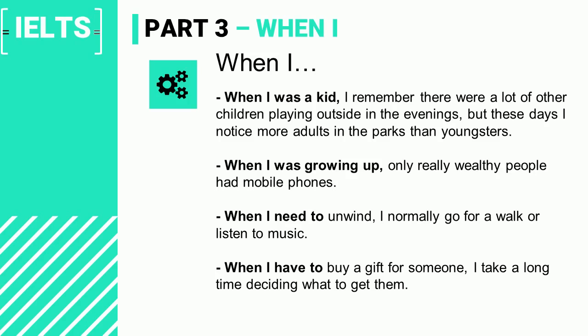The first 2 examples are talking about the past. When I was a kid, I remember there were a lot of other children playing outside in the evenings, but these days I notice more adults in the park than youngsters. When I was growing up, only really wealthy people had mobile phones. If you want to talk about a present habit, you can use the present tense. For example, when I need to unwind, I normally go for a walk or listen to music. Or when I have to buy a gift for someone, I take a long time deciding what to get them.